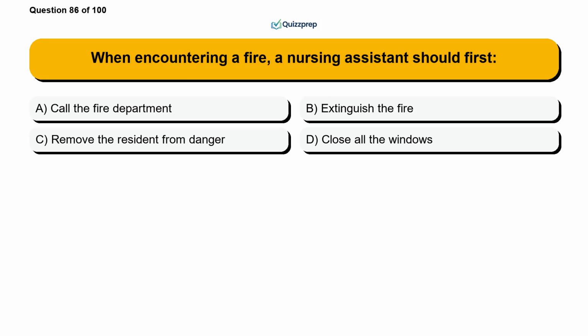Question 86. When encountering a fire, a nursing assistant should first: Option A. Call the fire department. Option B. Extinguish the fire. Option C. Remove the resident from danger. Option D. Close all the windows.